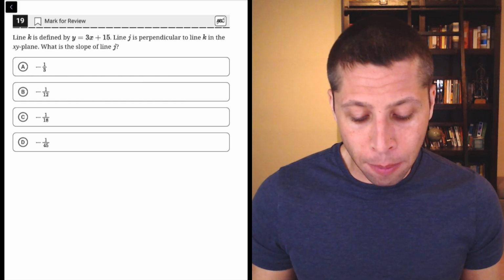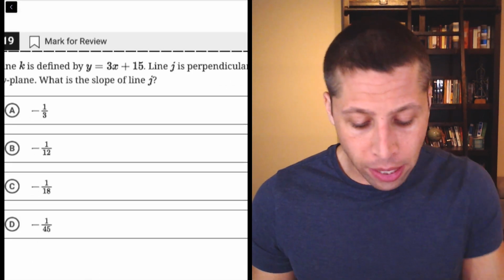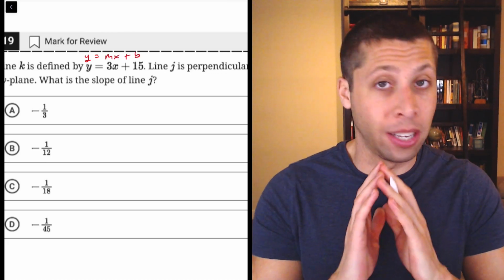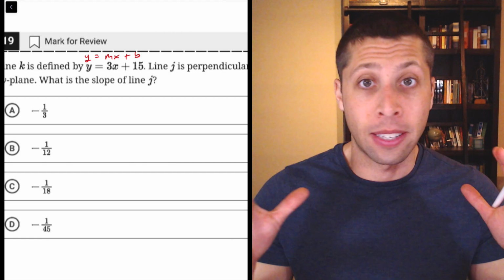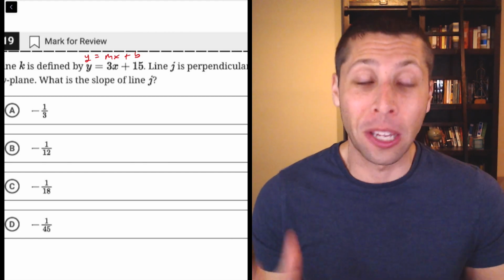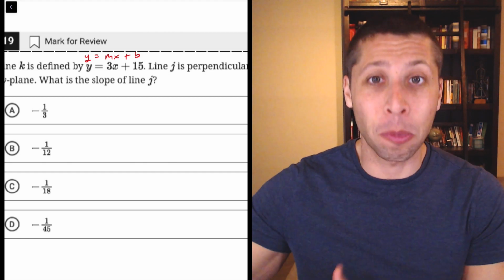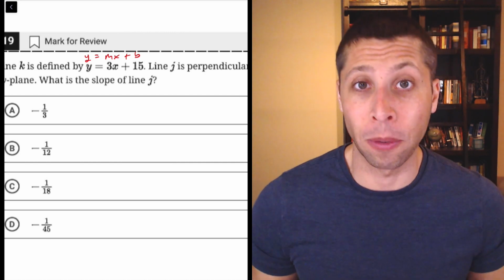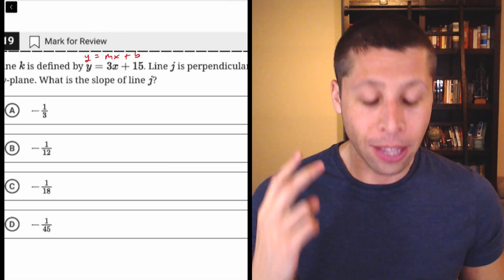So basically, we need to look at this equation here and recognize that this is y equals mx plus b. This is the most essential version of a linear equation. It's the type that we should be thinking about in our sleep when we're thinking about lines. There are other ways to express linear equations, but we really like this one because it gives us two important pieces. It gives us the slope and the y-intercept.